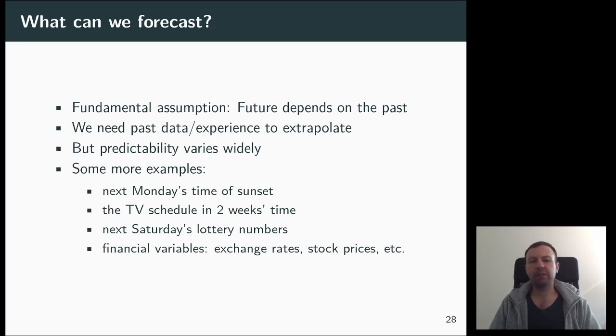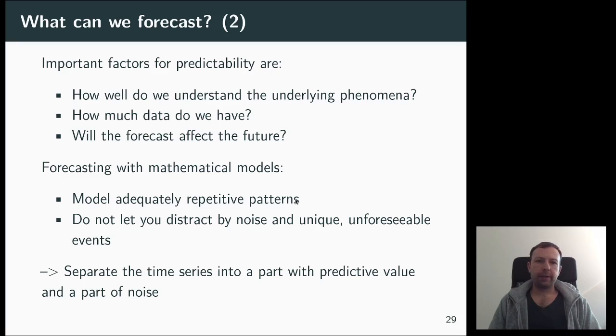And these financial variables, stock prices, but also exchange rates and some others, are kind of in between. They're obviously not purely random, but still there are a lot of mechanisms that work against patterns and against predictability. So some important factors for predictability are: how well do we understand the underlying phenomena? How much data do we have? Will the forecast affect the future?